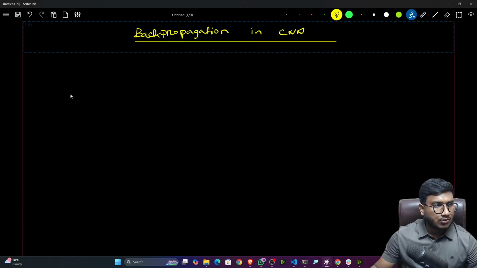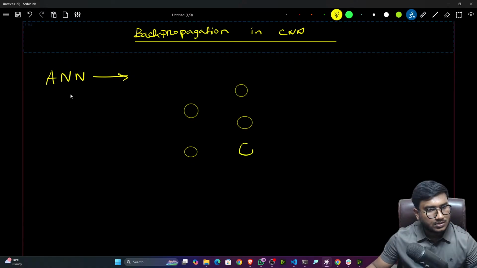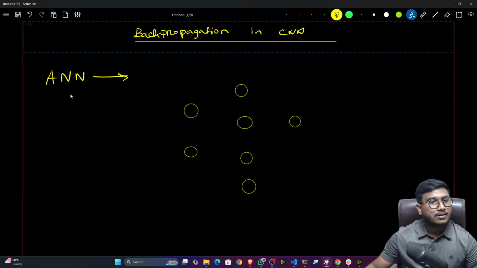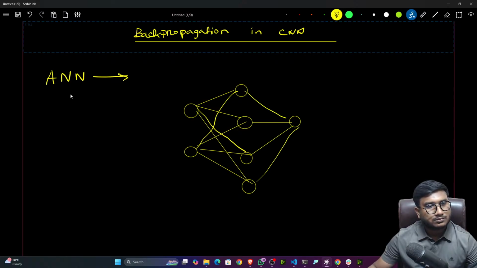I think you have studied artificial neural network, guys. Yes or no? ANN, right? How do we create the ANN architecture? Let's say here we take some nodes. This is our input layer, and we usually take some hidden layer. This is my hidden layer, and this is my output layer. Here you make the connections. This is the input, x1, x2, and this is your output y hat.